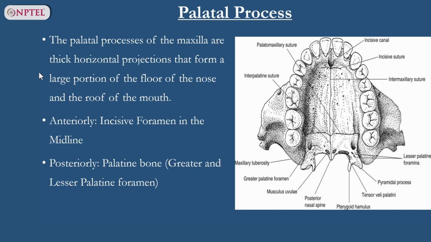The palatal process of the maxilla is a thick horizontal projection. It forms a large portion of the floor of the nose and roof of the mouth. Anteriorly in the midline, it has the incisive foramen through which the nasopalatine nerve and vessels emerge. Posteriorly, it articulates with the palatine bone, and this palatine bone harbors the greater and lesser palatine foramina. From the greater palatine foramen, the greater palatine nerve and vessels emerge.